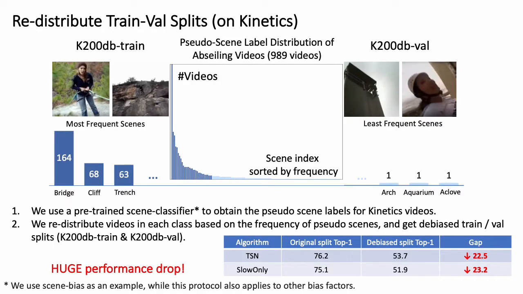The first protocol is to redistribute the dataset to manually create Train-Val splits with significant domain shift. For example, for scene debiasing evaluation, we can first obtain the pseudo-scene labels for Kinetics videos with pre-trained scene classifiers, and then redistribute videos in each class based on the frequency of pseudo-scenes to form the new Train-Val splits. Thus, the Train-Val splits will have great scene distribution shift. When training and testing on the new data splits, we can observe a huge performance drop, and we expect the debiasing algorithm to mitigate that gap.